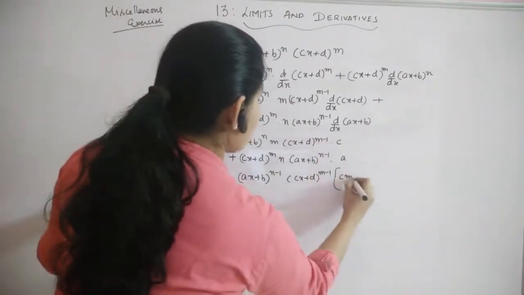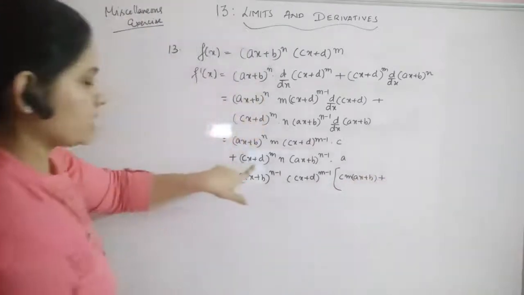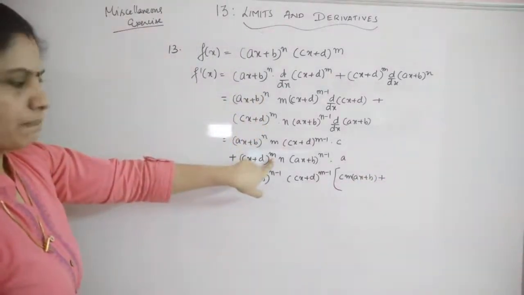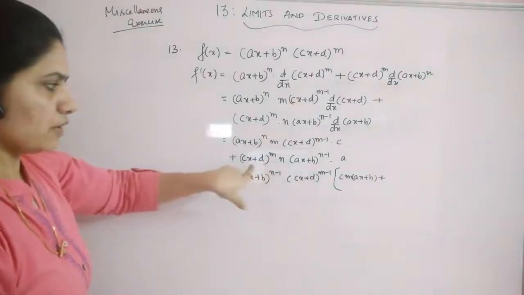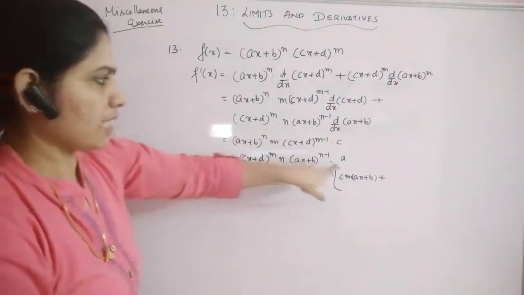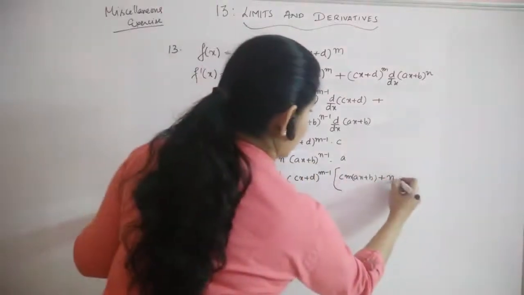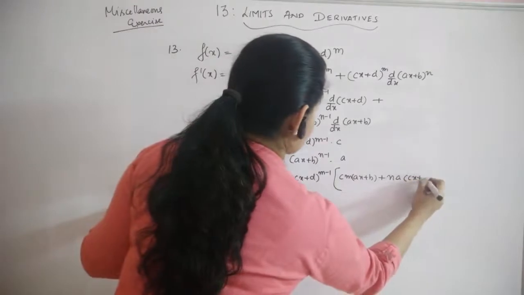So c m ax plus b plus, here again power is m, you have taken out m minus 1, so you are left with the power 1 of this one with n and a. Again this has been taken out here. So you have n a into cx plus d.